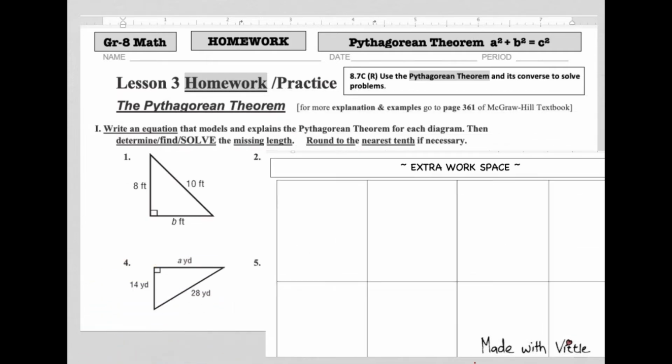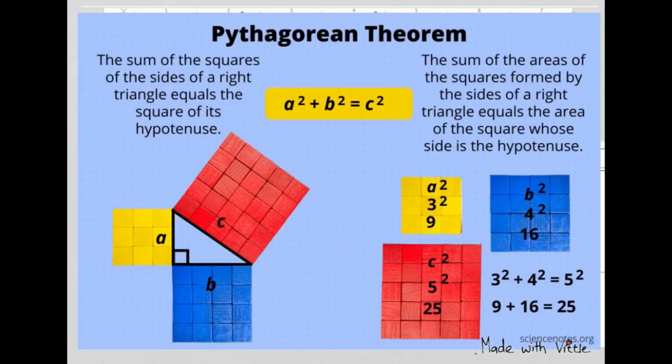First of all, we will have to explain again what is a Pythagorean Theorem. Okay, Pythagorean Theorem only works for right triangles. So, what is a Pythagorean theorem? It is the sum of the squares of the sides of a right triangle equals the square of its hypotenuse, which is the longest side. The formula that we're going to use is a squared plus b squared is equal to c squared.